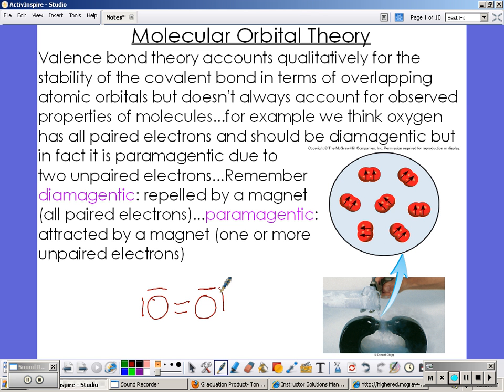So you can see in the picture we have arrows going the same way, so we have 2 unpaired electrons. Something you're going to have to remember from another unit: diamagnetic is repelled by a magnet. All of our electrons are paired. That's what we think oxygen should be, but in fact oxygen is paramagnetic. It's attracted by a magnetic field, so you have 1 or more unpaired electrons. In the picture, oxygen between the magnets bundles up and is attracted to the magnets instead of going right through.